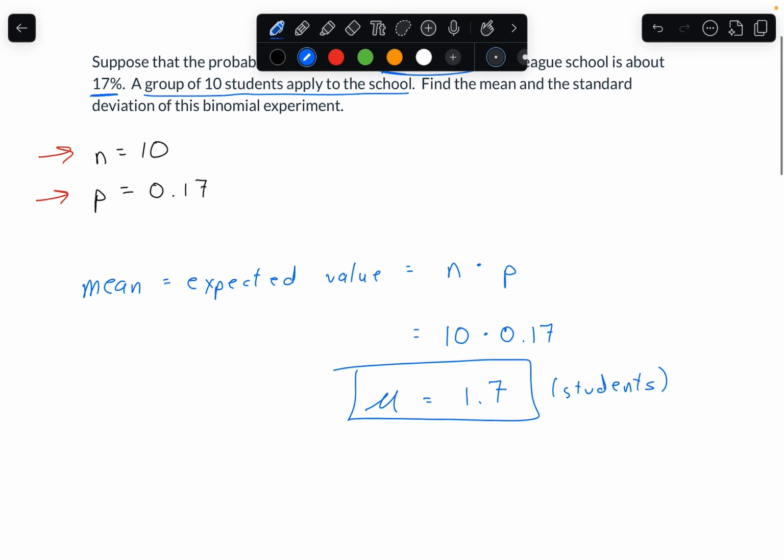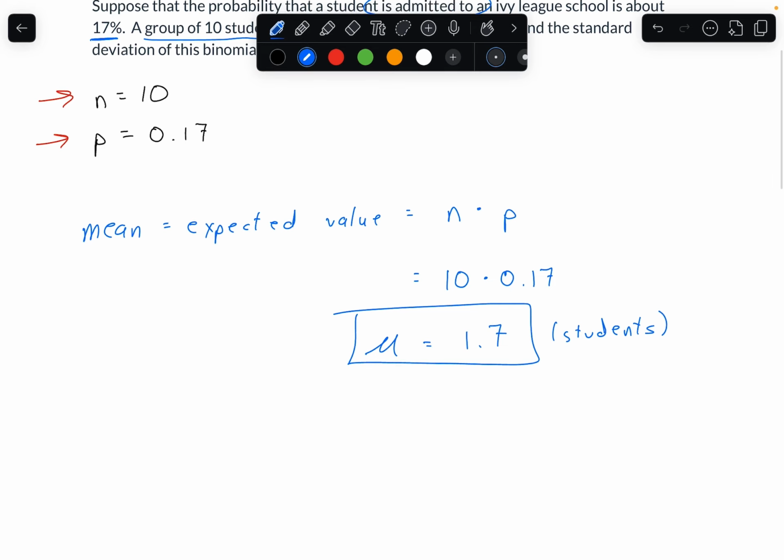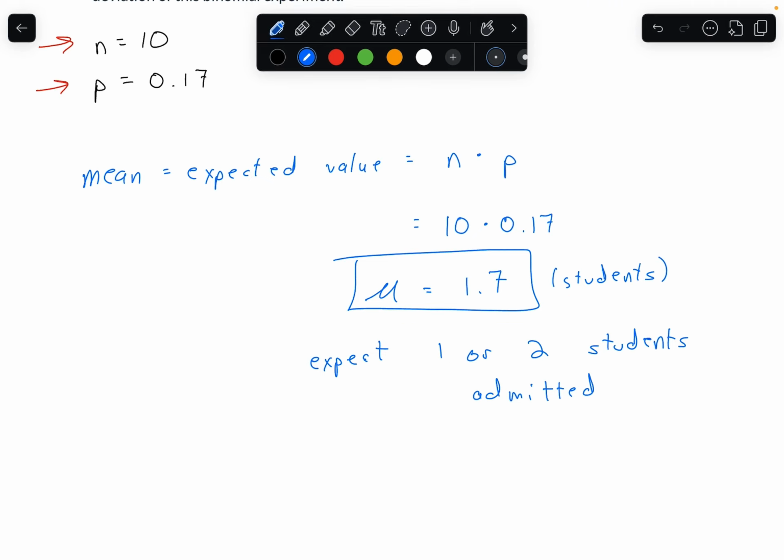If you wanted to interpret this within the context of the real world, you could say, yes, we would expect either 1 or 2 students admitted. You could round that up if you wanted to. I might just say between 1 and 2 for right now. But if you wanted to interpret that number within the context of your problem, yes, we would want to round that either up or down to the nearest whole number or say between these two numbers. But yes, we can have a decimal when we're talking about the mean and standard deviation of a binomial experiment.